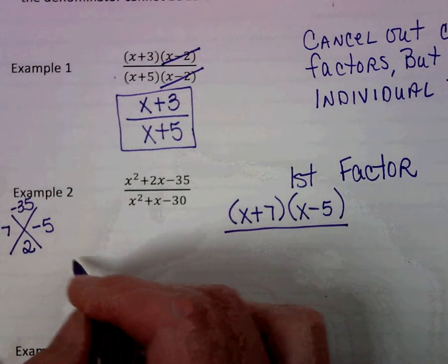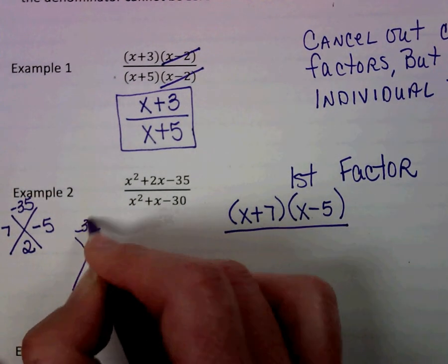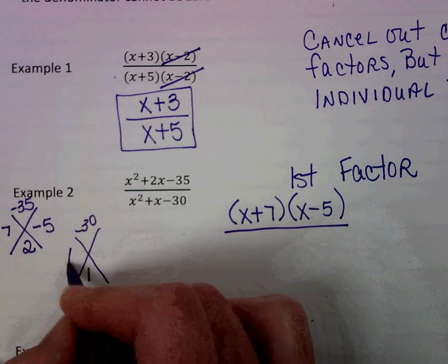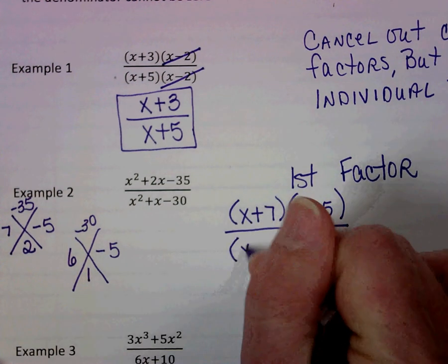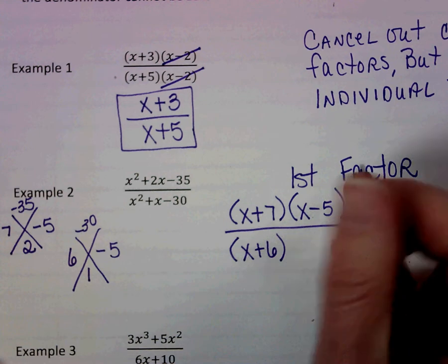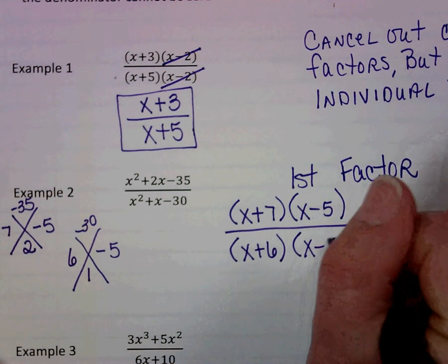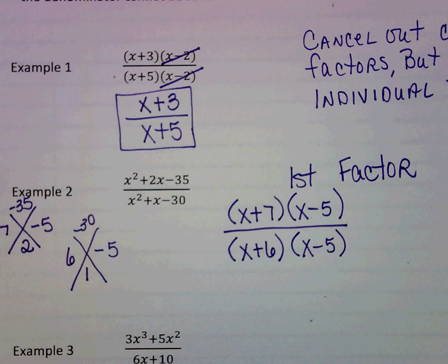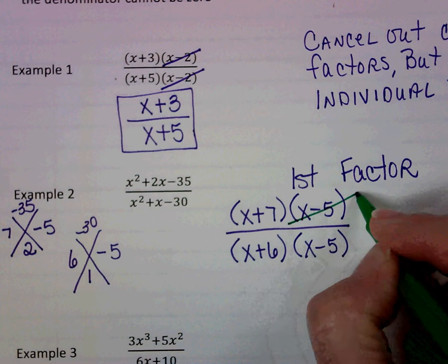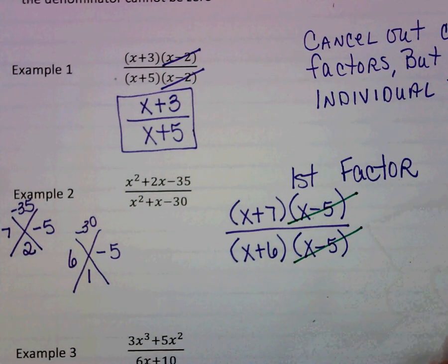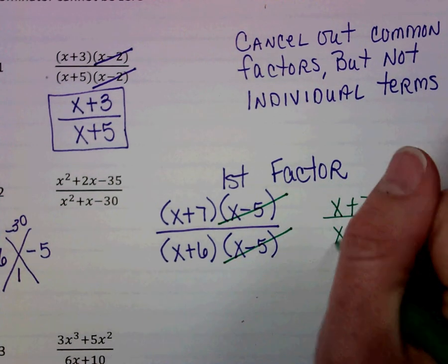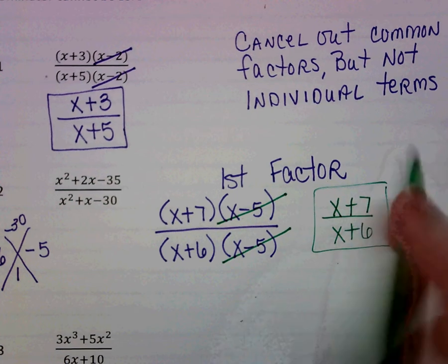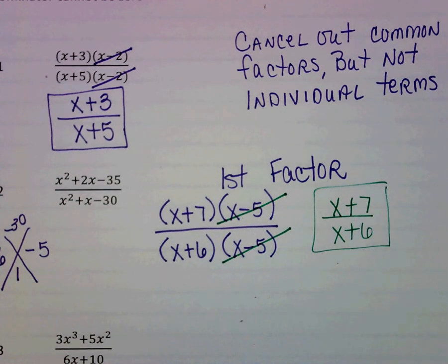For the bottom trinomial, again, I'm going to make another x. I have negative 30 and 1, and so my factors are 6 and negative 5. So again, a value is 1, so my factors of that trinomial are simply x plus 6 and x minus 5. Okay, now hopefully you see two factors that we can cancel out. We can cancel out x minus 5 and x minus 5. And so that leaves us with x plus 7 over x plus 6. And that's it. That's our simplified rational expression.